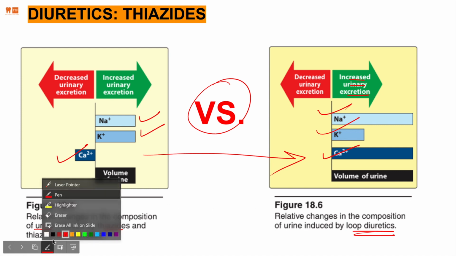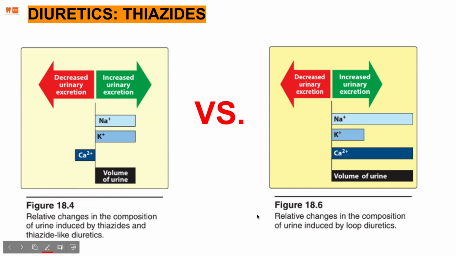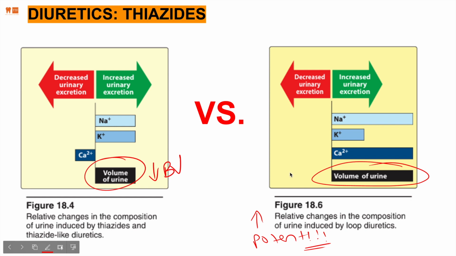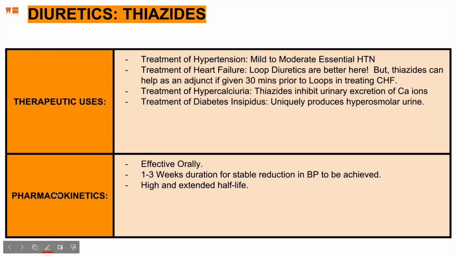If you notice, we mentioned that there is an increase in potency when it comes to loop diuretics, right? Well, think of it this way. The thiazides have a certain volume of urine that is excreted to reduce blood volume. But loop diuretics have a much larger reduction in blood volume. Therefore, they're more potent. So this diagram, note it down, guys. It's extremely important.